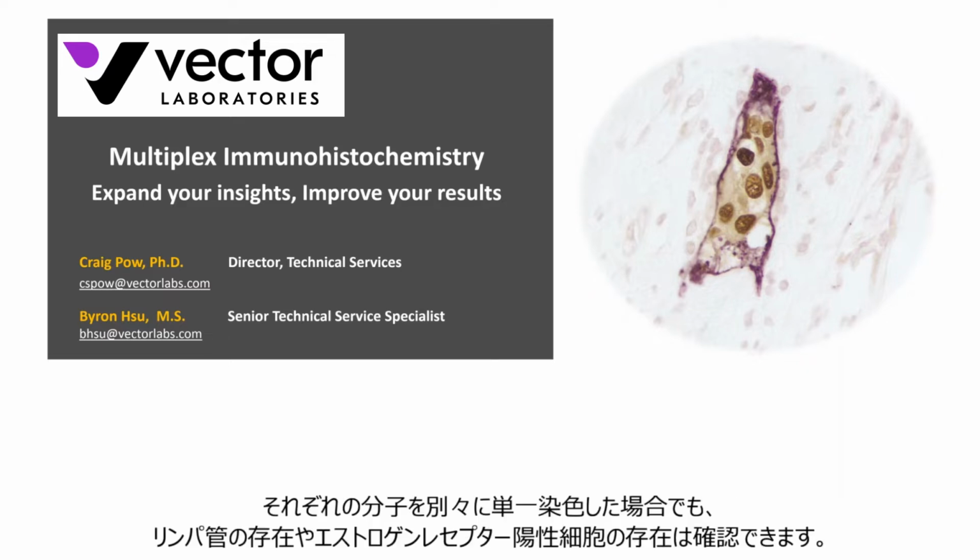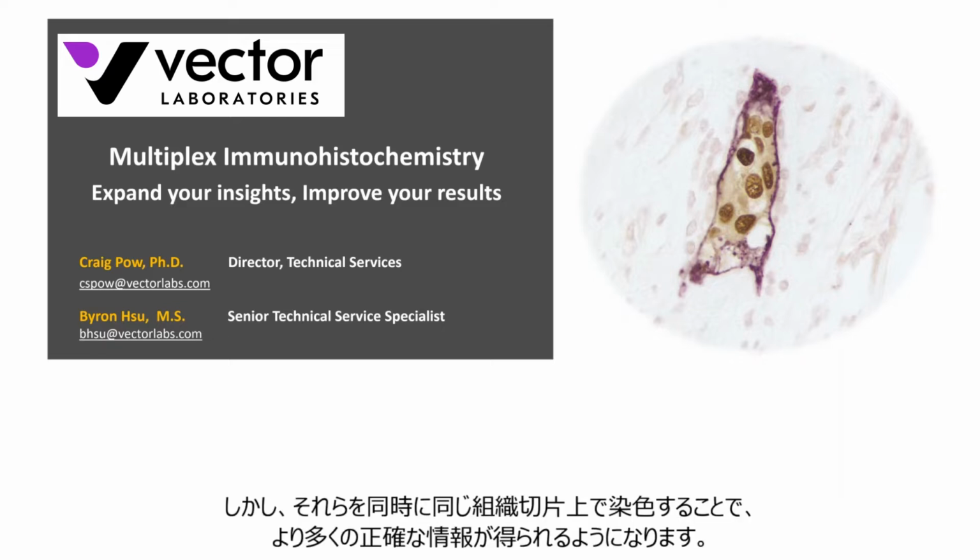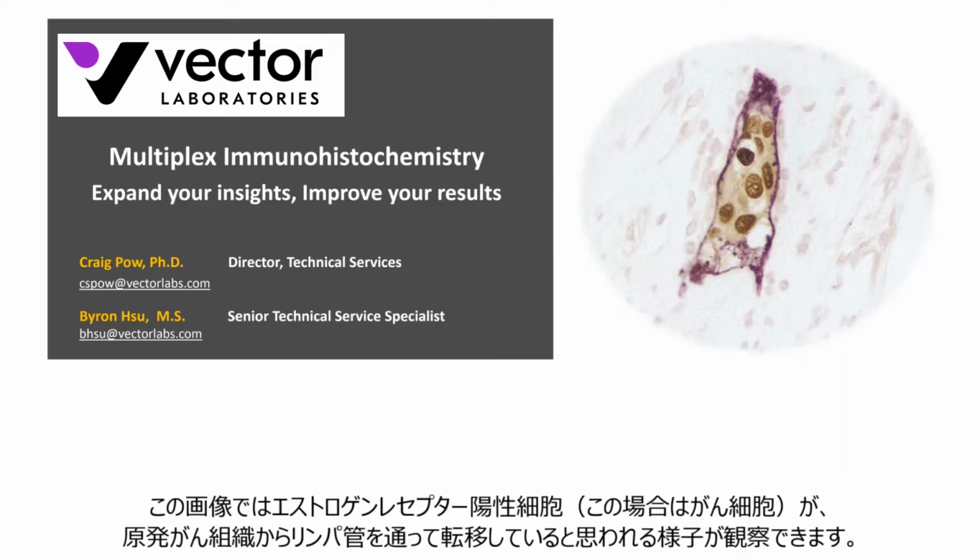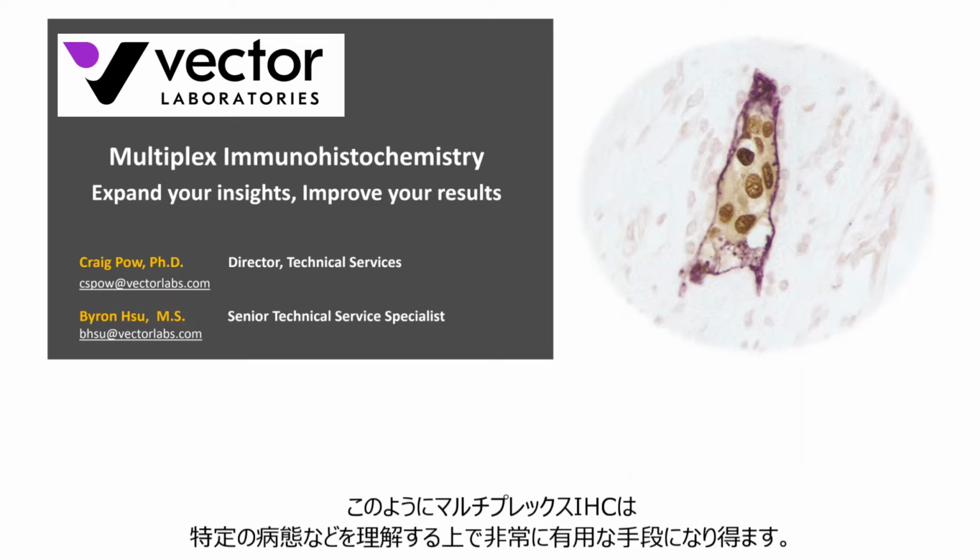You can imagine that if you just saw the purple stain as a single label by itself, you'd say, yeah, there are some lymphatic vessels present there. Or if you just looked at the brown staining, you'd say, yeah, there are estrogen receptor positive cells there. But when you put them together, it provides significantly more information and tells a much more compelling story. It certainly looks like these estrogen receptor positive cancer cells are metastasizing from a primary tumor through these lymphatic vessels. This image is a great example.